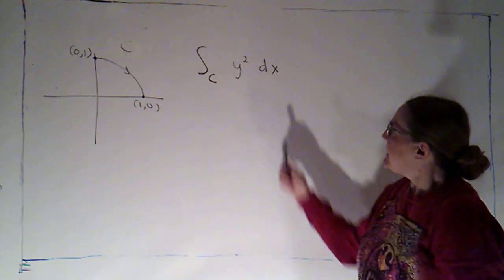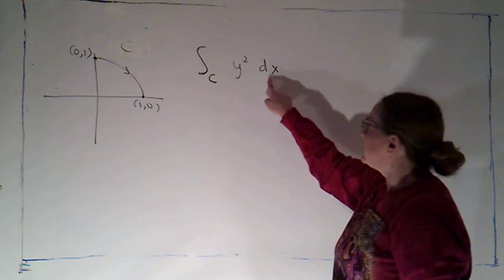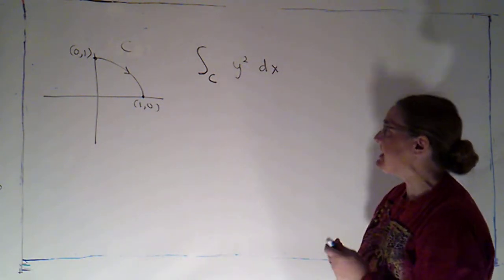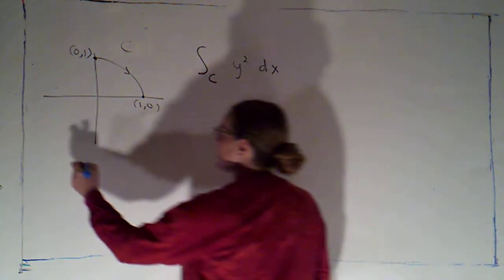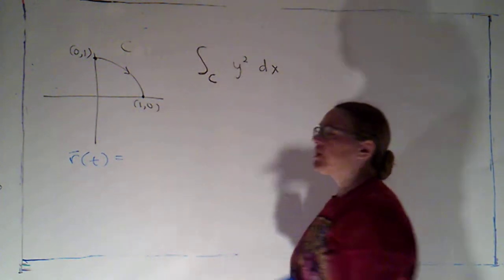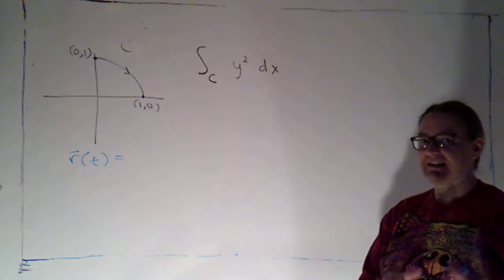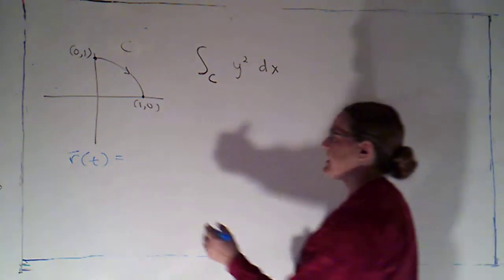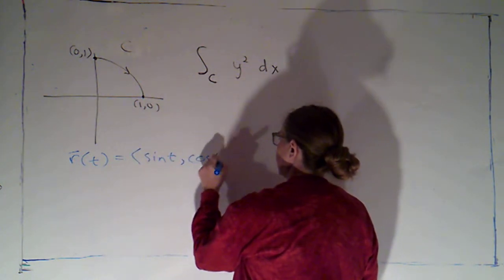Okay. Now, there are a couple of ways I can do that. One is I can just remember how dx is going to switch over to dt. So I'm going to need to parameterize my curve. So I'm going to say r of t. Now, since we're going clockwise, I can't use cosine t, sine t. There are a couple of ways to get to a clockwise orientation. I think the simplest is to use sine t, cosine t.